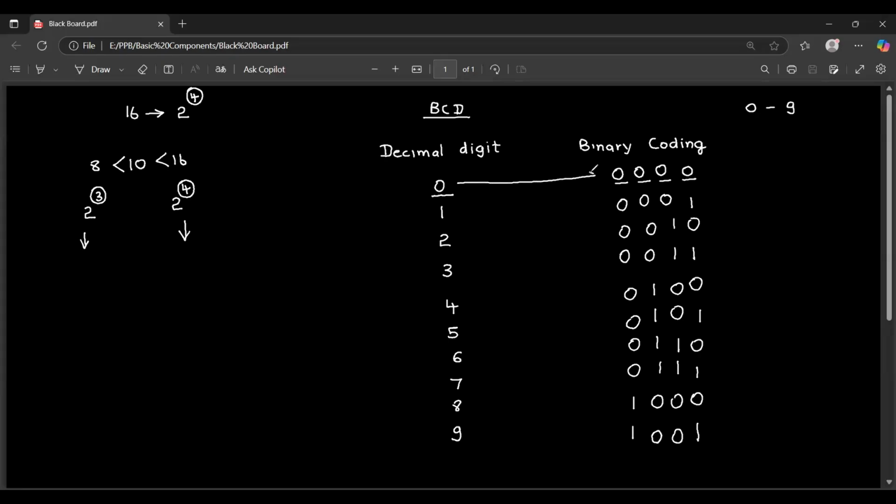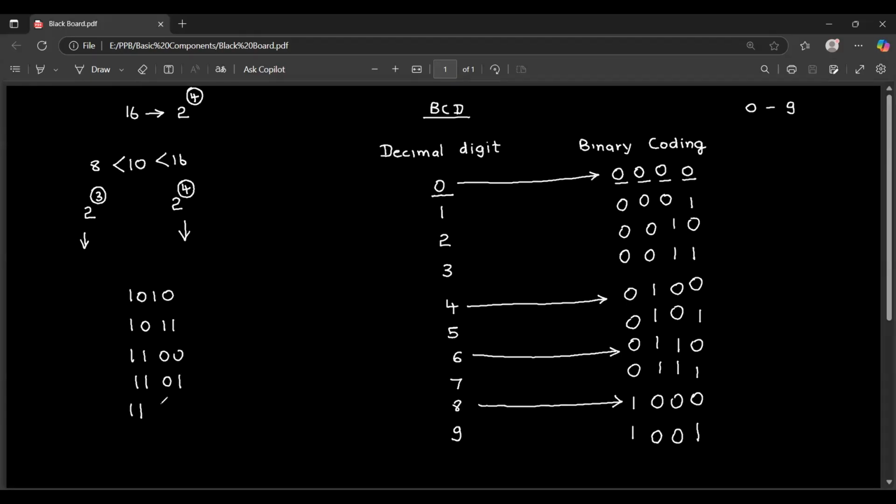So 0 is represented by 0000. 4 is represented by 0100, and 8 is represented by 1000. Even 6 is represented by 0110. This is how you can write them down without actually memorizing anything. This is how binary coded decimal works. So what are the discarded combinations? They are 1010, 1011, 1100, 1101, 1110, and finally 1111, because these 6 are not required in the decimal number system. We only need 10 combinations.